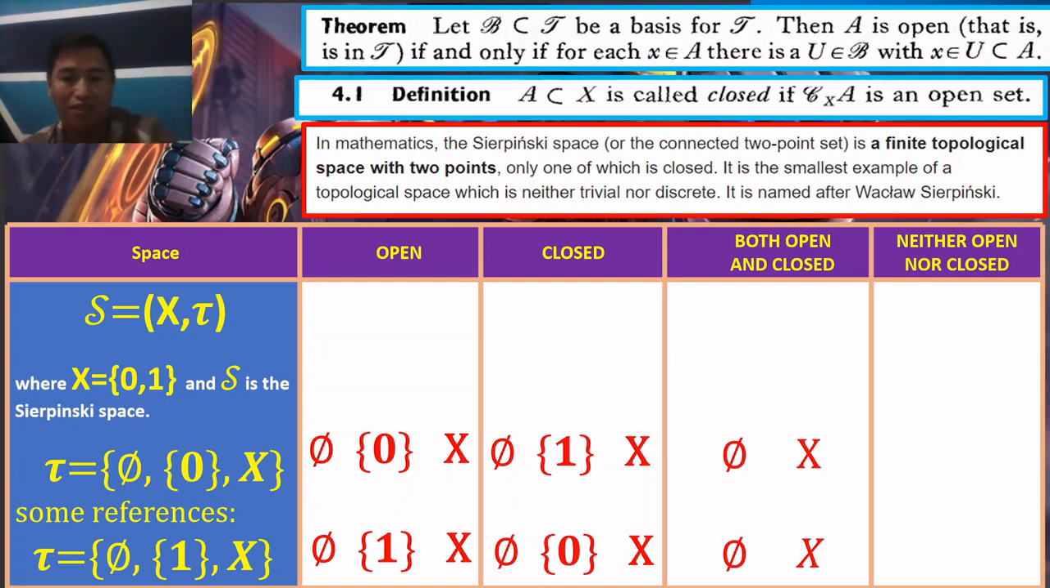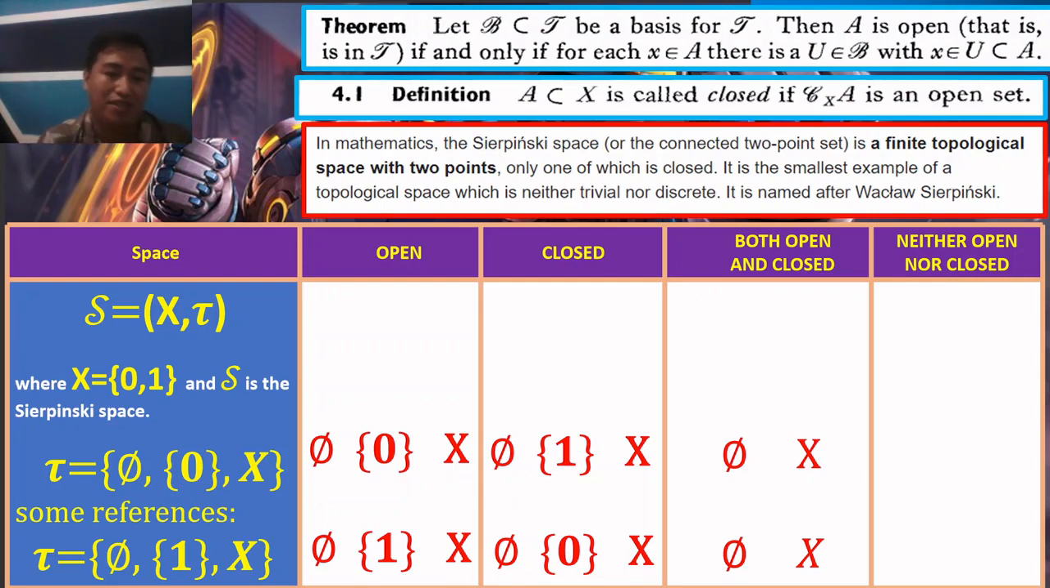And then for the closed sets, we have empty also, and then X, and the complement of 0 is 1, the set containing 1. So that is closed. And then our both open and closed sets are empty and X. And neither open nor closed, we have no sets that are neither open nor closed in our Serpentine space.